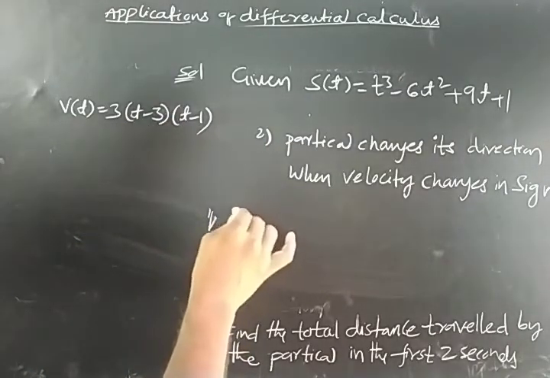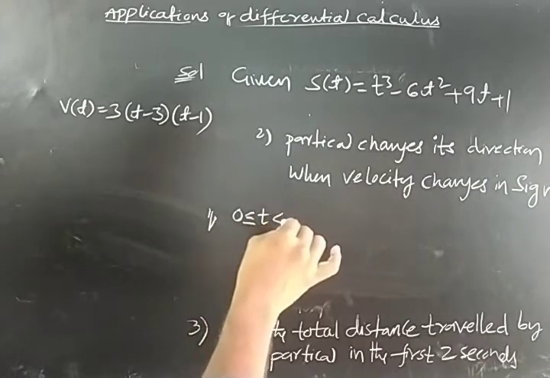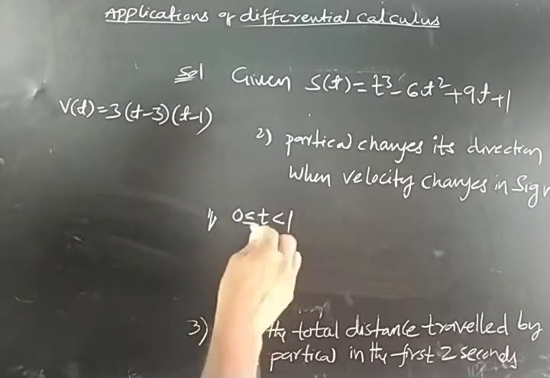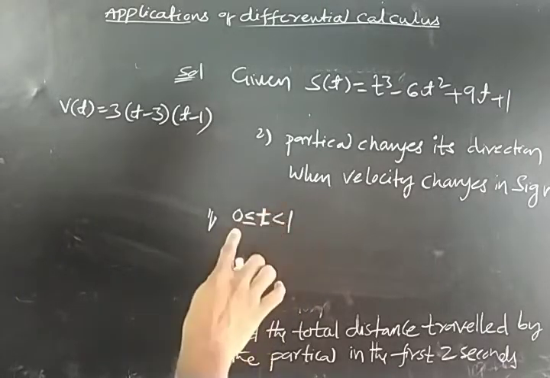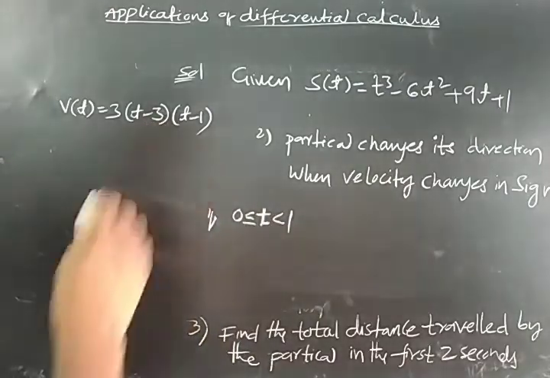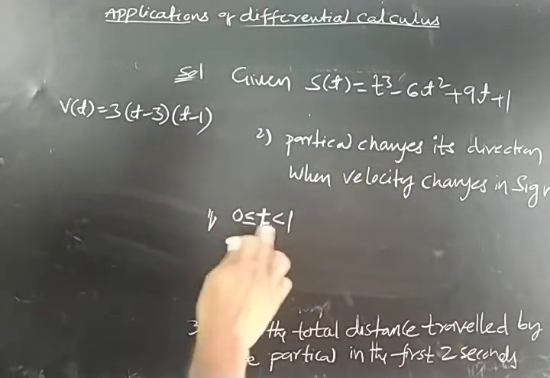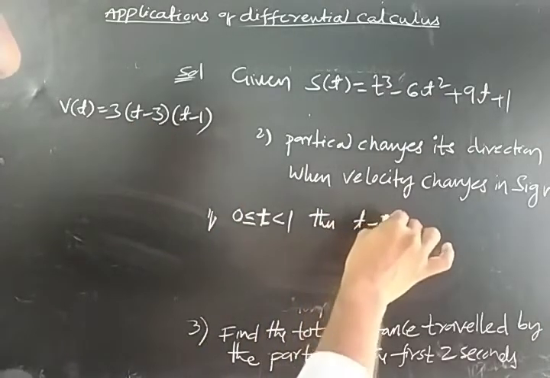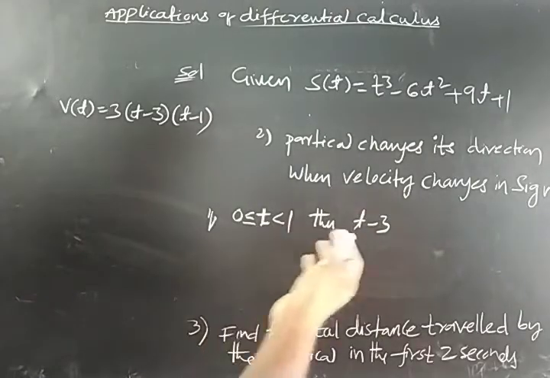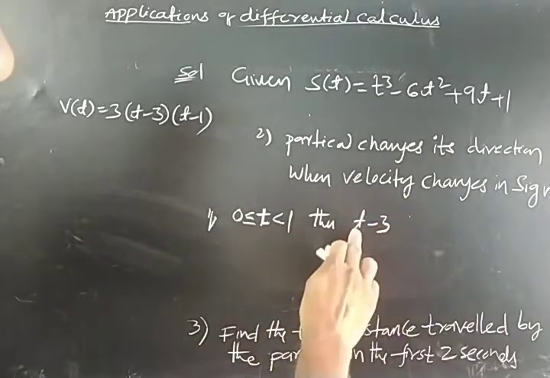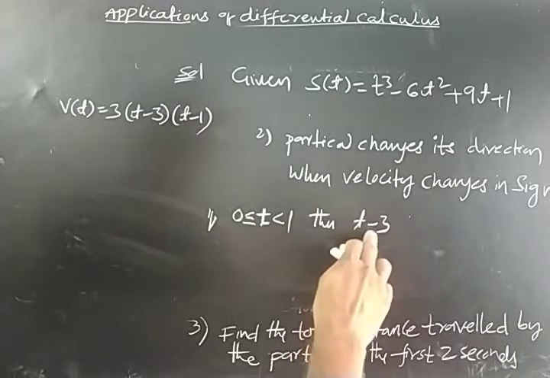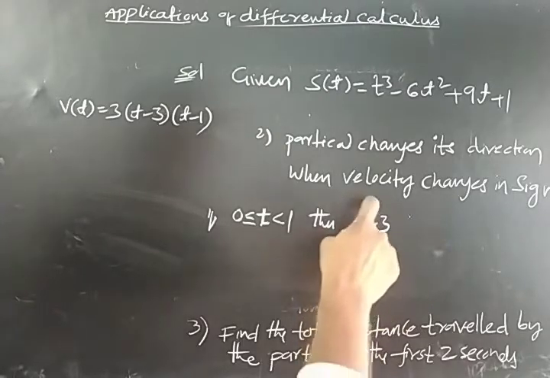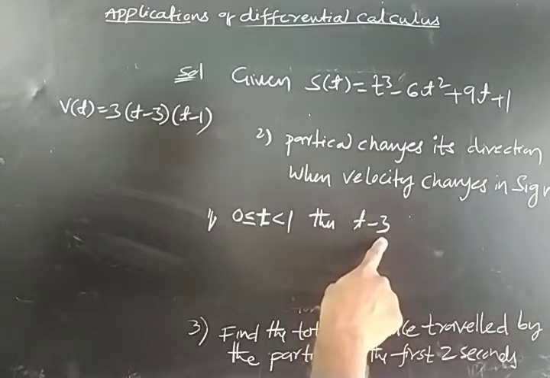If time is in between 0 to 1, if time lies in this interval 0 to 1, I'm checking the sign of v of t. If t lies between 0 and 1, then t minus 3, is it positive or negative? t is less than 1, so t value less than 1, and minus 3 is, by subtraction, take any quantity which is less than 1 and subtract 3 from that, you will get negative.